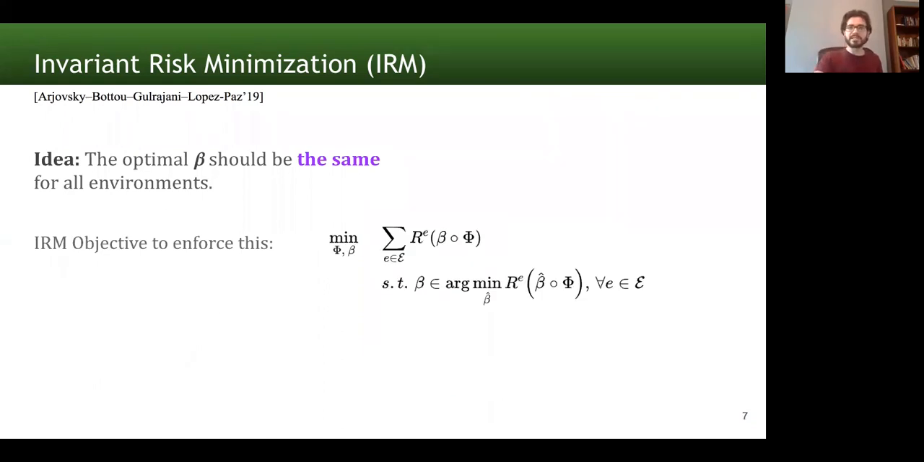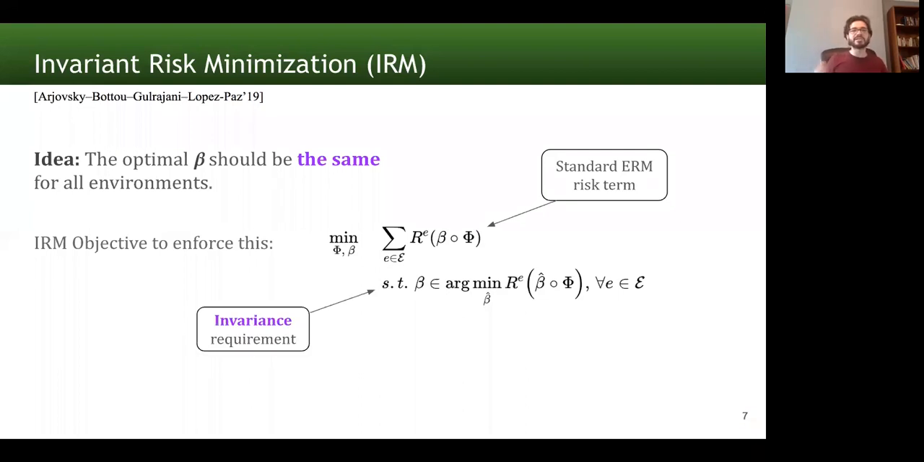We can see that it's a minimization over both the feature embedder and the regression vector. This first term is basically just the standard empirical risk minimization term. We're going to ignore the possibility of different numbers of samples per environment. So we're going to minimize the combined risk across all environments, but subject to this invariance constraint, which encodes exactly what we just discussed: the idea that the regression vector beta should be simultaneously optimal for all environments.